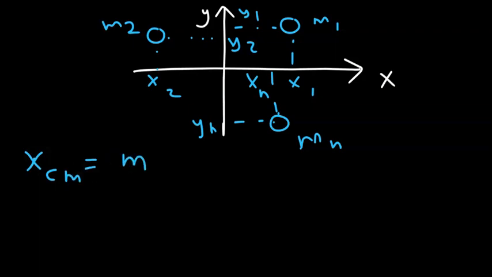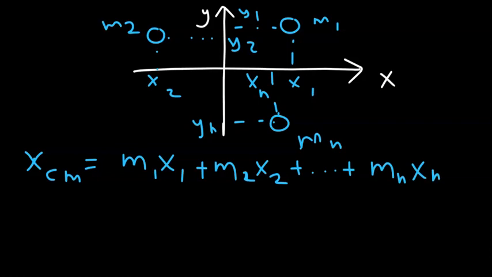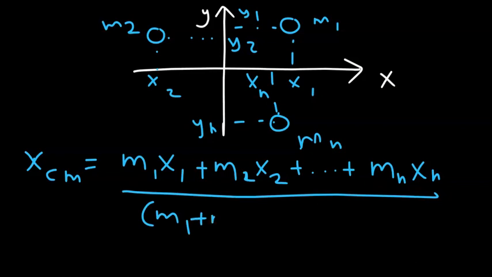The definition is as follows. m1 times the x-coordinate of m1 plus m2 times the x-coordinate of mass 2, all the way until you cover the last mass, which is mn times the x-coordinate of that mass, divided by the sum of all the masses in the system, m1, m2, m3, all the way until mn. So that is the x-coordinate of the center of mass for this particular system.